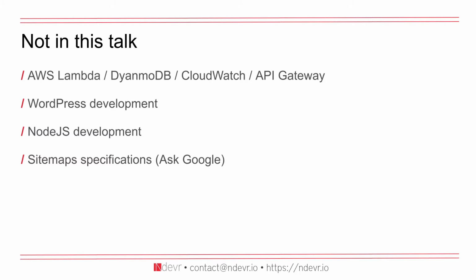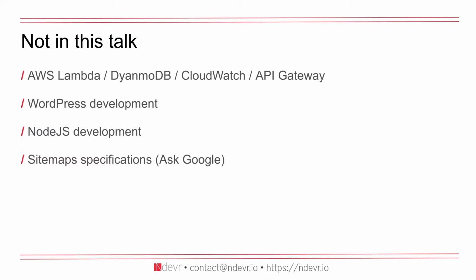What I won't be really focusing on is details around AWS Lambda, DynamoDB, CloudWatch, or API Gateway. I use these terms just because we used them in our implementation, but I'm not going to go into too much detail around that. I'm just assuming that people are familiar with these terms. You don't need to be an expert on it, but I'll be using these terms, so if you don't know them, it's going to be a little difficult to follow.